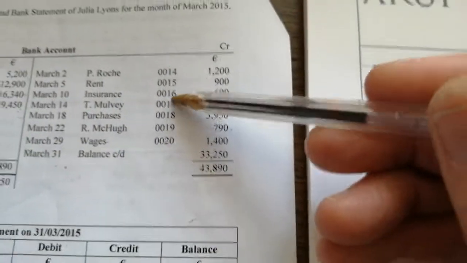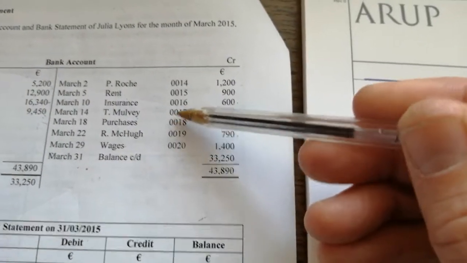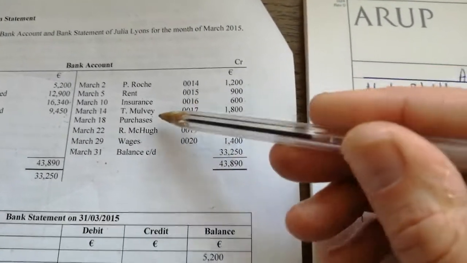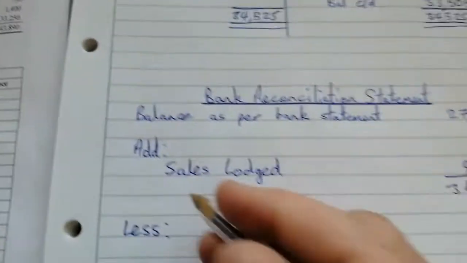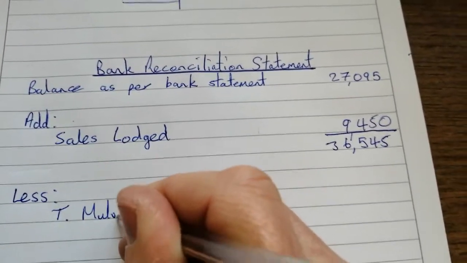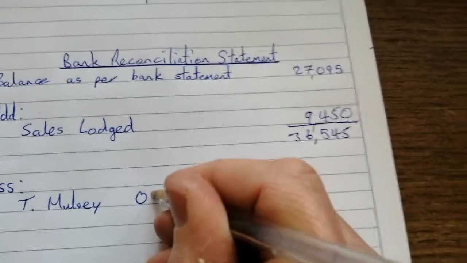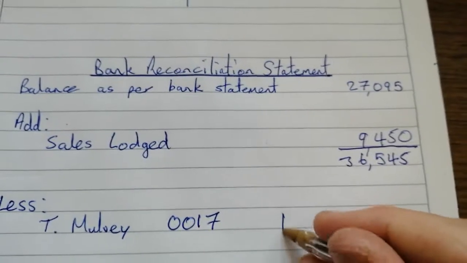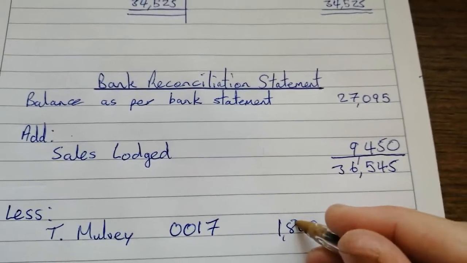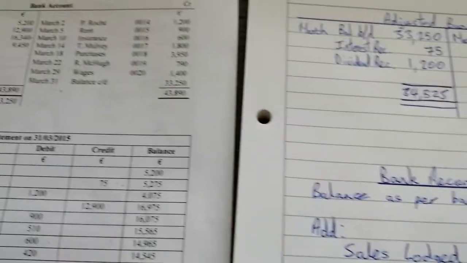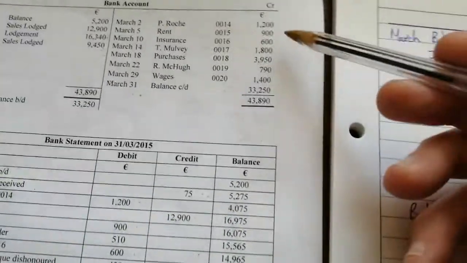What is it? T Mulvi, and we'll include this little reference number as well, 0017. That's supposed to be the number of the check that you wrote to T Mulvi when you paid them this money. So here we go. I'm going to say T Mulvi. And as I say, we'll include this 0017 check stub number, if you like. And the amount was 1800. Okay, and since there will be more than one of these, we're going to keep an extra column here.